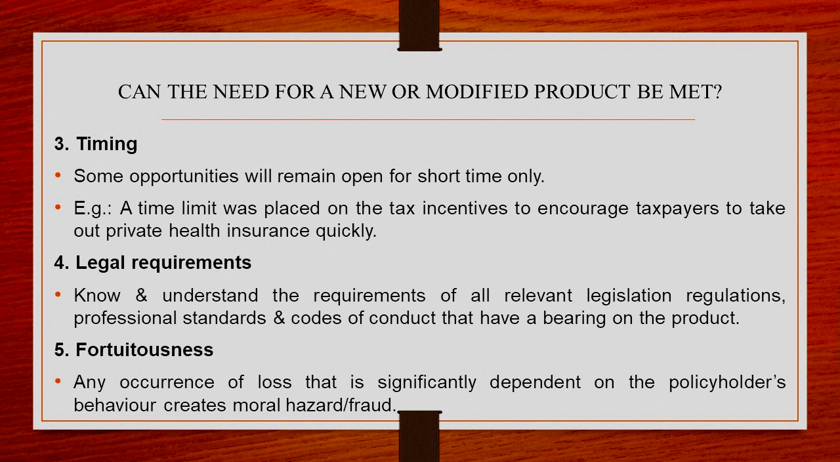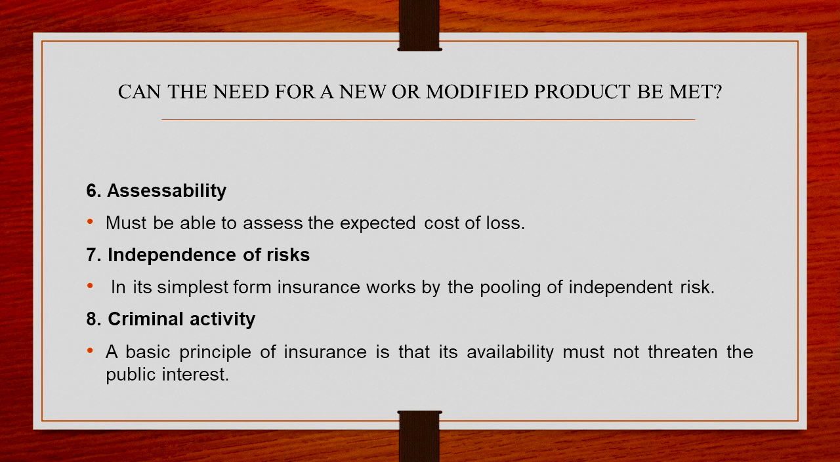5. Fortuitousness. Any occurrence of loss that is significantly dependent on the policyholder's behavior creates moral hazard/fraud. 6. Accessibility. Must be able to assess the expected cost of loss. 7. Independence of risks. In its simplest form, insurance works by the pooling of independent risk. 8. Criminal activity. A basic principle of insurance is that its availability must not threaten the public interest.